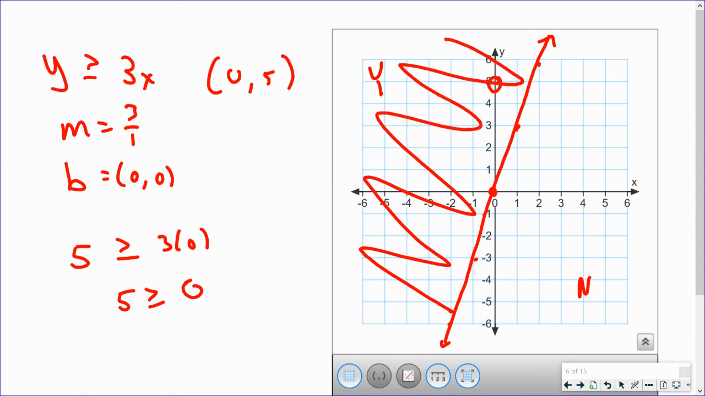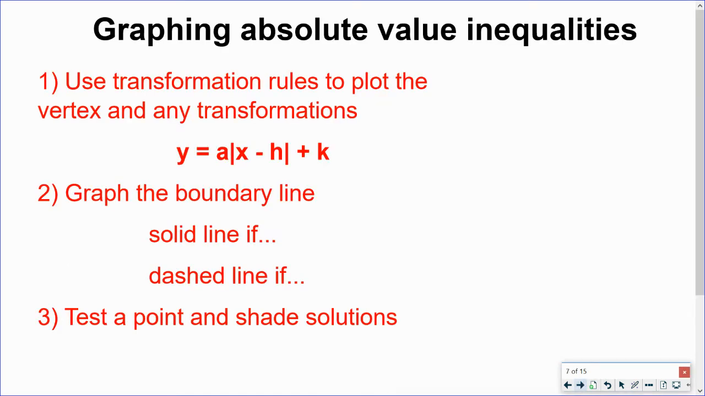Okay. Now the things I always do, always double check to make sure my line is correct. It's got to be solid. My shading makes sense. I'm good from there. So graphing absolute value inequalities is a little different. It's the same as I do before.